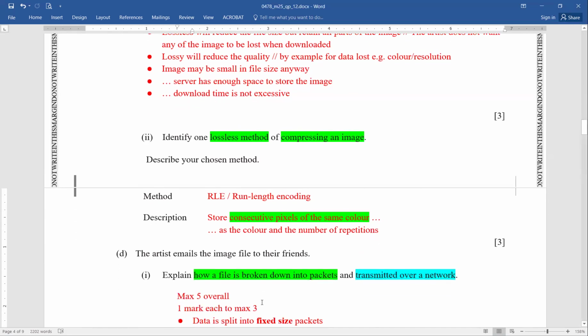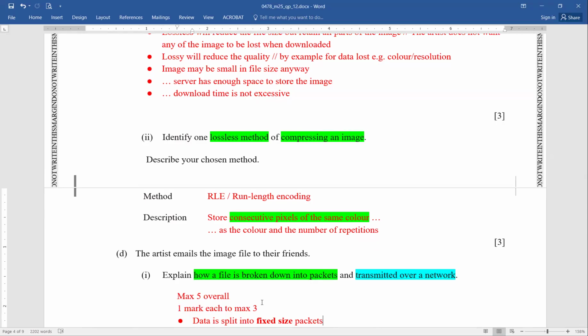Okay. The artist emails the image file to their friends. Explain how a file is broken down into packets and transmitted over a network. It's a 5-mark question, so just be clear. You are going to talk about both things. That's why I've highlighted it with different colors. So you are going to first of all talk about how a file is broken into packets.